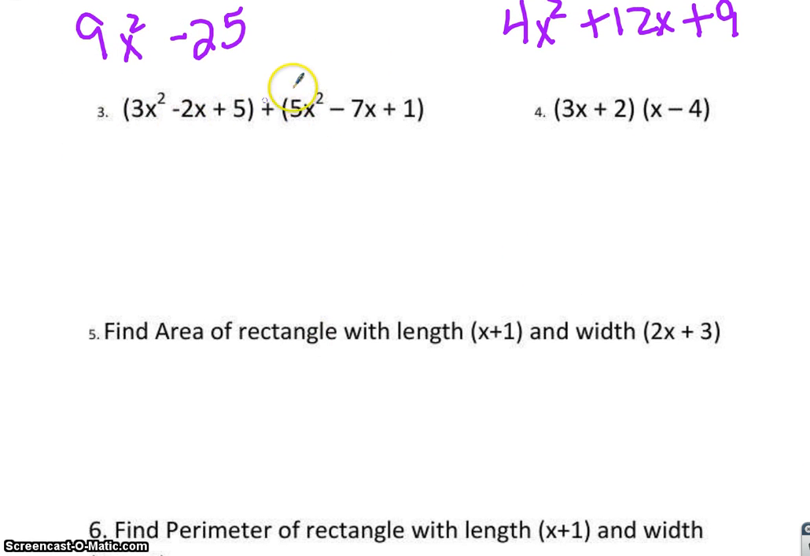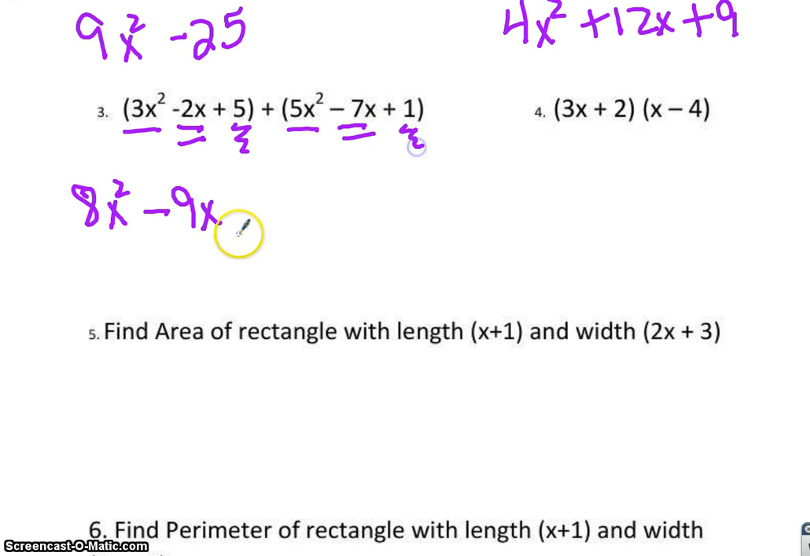This problem is addition. All you're going to do is combine like terms. You will not change any of your exponents. It's just adding and subtracting. 3x squared plus 5x squared is 8x squared. Negative 2x plus negative 7x is minus 9x. 5 plus 1 is plus 6.